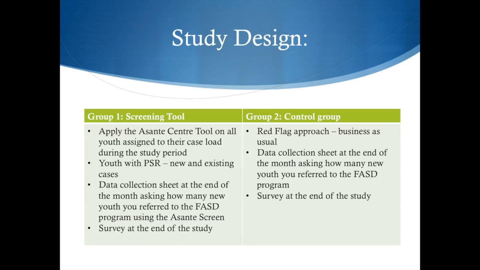So group one applied the Asante Center's screening tool to all youth who were assigned to their caseload during the study period, which was 6 months. And they also would use our inclusion criteria of using youth only with PSRs ordered. They would fill a data collection sheet out at the end of the month asking how many new youth they referred to the FASD program using the Asante Center screen, and they would have a survey at the end of the 6 month period regarding their feedback on the tool.